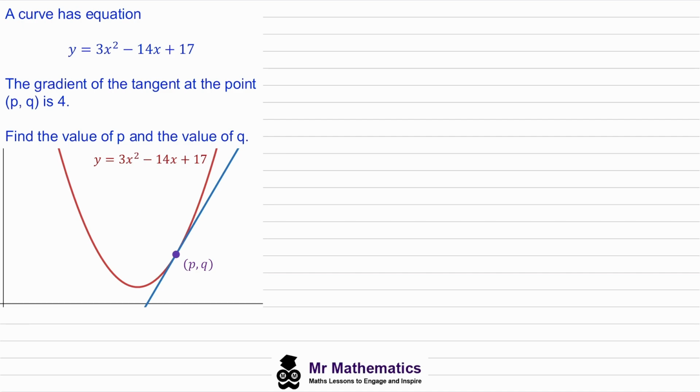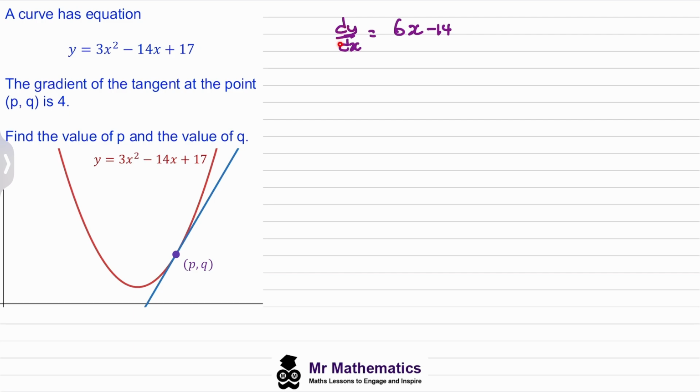Okay, so welcome back if you had a go. Because the gradient of this tangent we're told is 4, we need to differentiate this curve and set its gradient to 4, then we can find the x value. So if we find dy by dx, we'll multiply this 2 by the 3, we'll get 6. Then we'll take away 1 from that power. This x term will go, so minus 14, and this 17 will go.